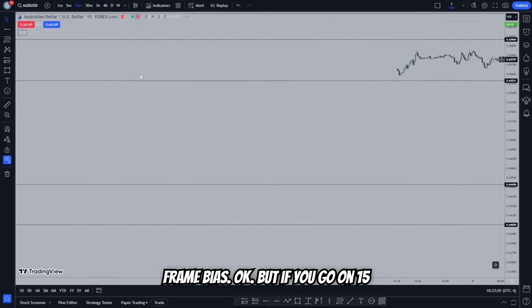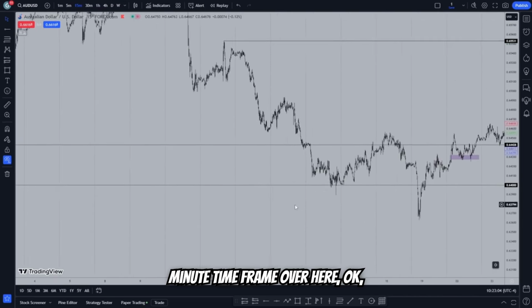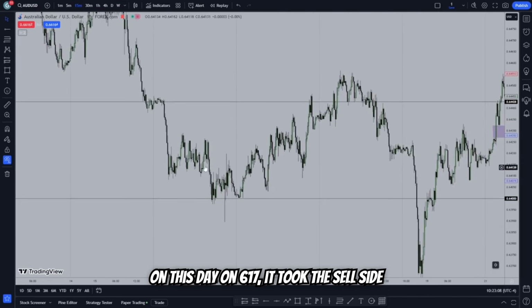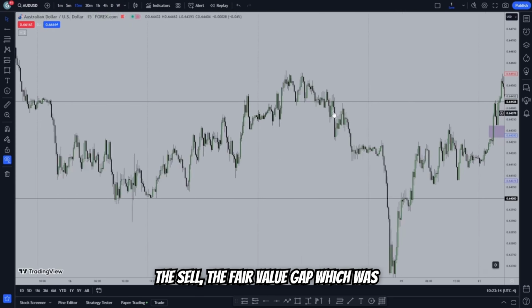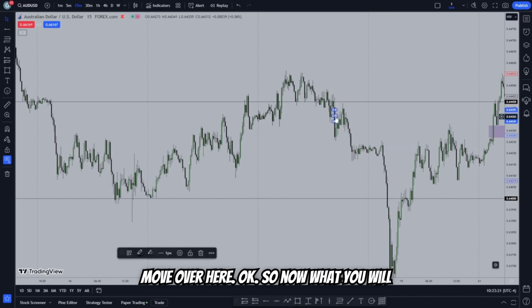bias. Okay, but if you go on the 15-minute time frame over here, on this day, on 6/17, it took the sell side liquidity, right? So from 17 you will be looking for bias, but look at over here, the fair value gap which was responsible for the sell, it's working. Like from this fair value gap there was a sell move over here.